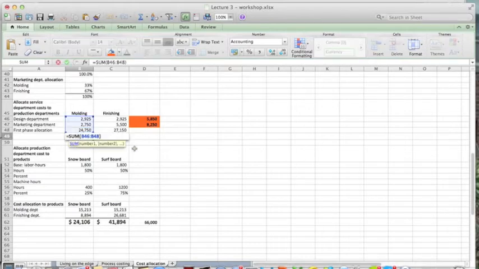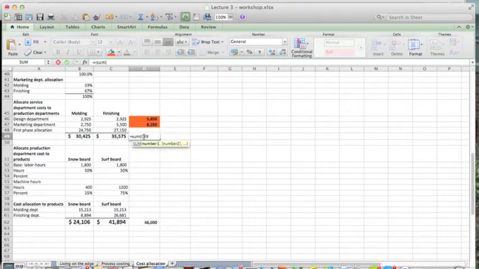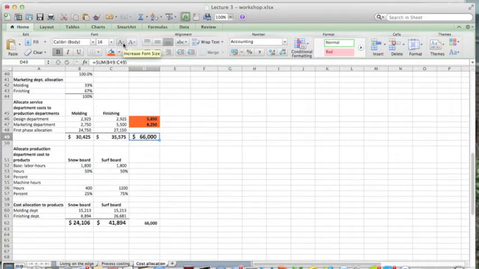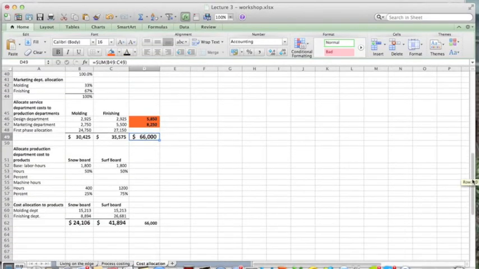So we can see that 30,425 is how much molding has used up, including the services. And you see here that finishing acquired 35,575 in cost. Now look at the total. We originally had 66,000. We still are with the 66,000, which means we just allocated everything we had over to molding and finishing.